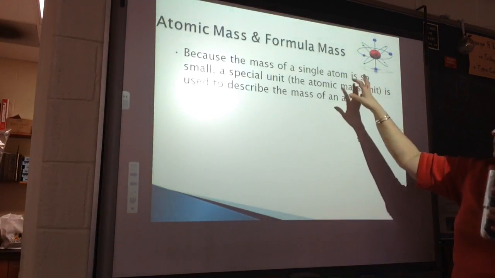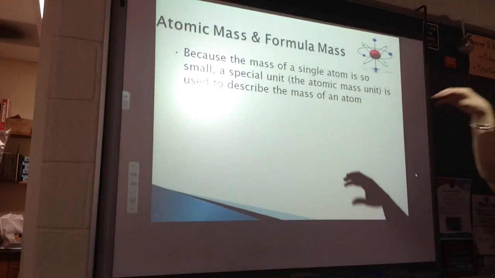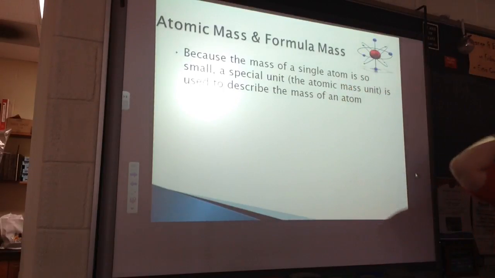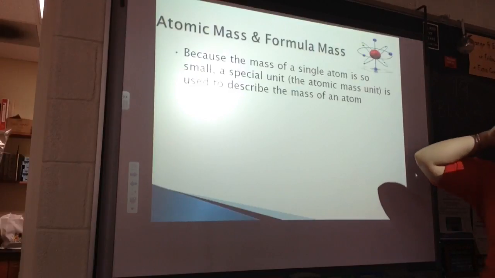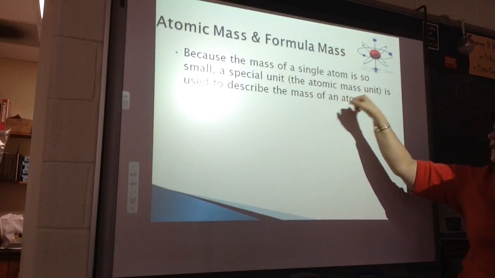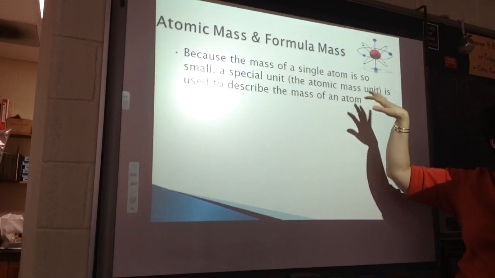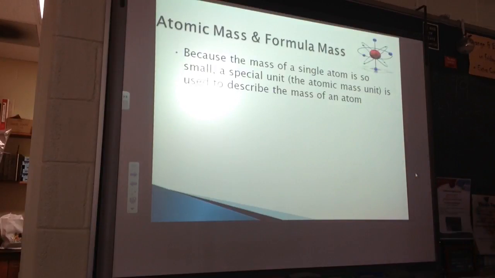Because the mass of a single atom is so small, a special unit called the atomic mass unit is used to describe the mass of an atom. We've talked about this before. You go to the periodic table, I say, what is the mass of carbon? You look it up on the periodic table, it says 12.011. What is the unit? Atomic mass units. Okay? It is a unit that has been developed to talk about the mass of an atom, hence the name atomic mass unit. Okay?